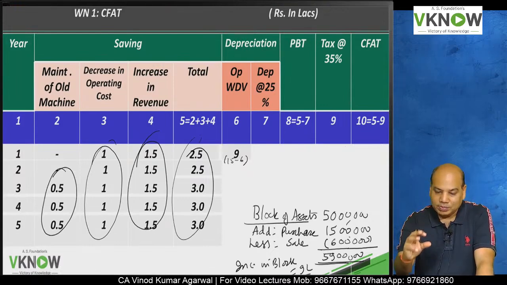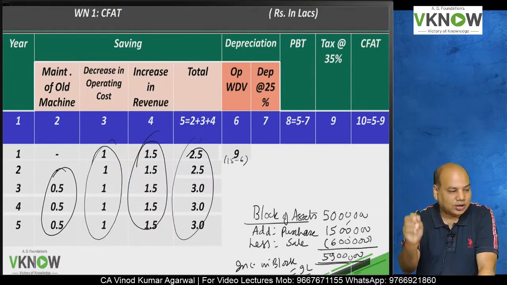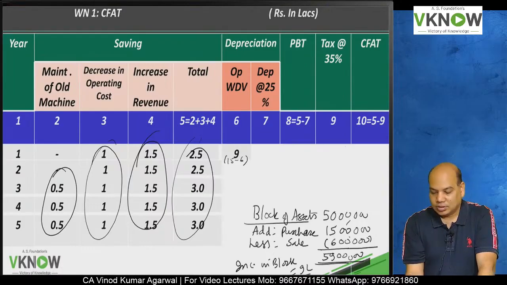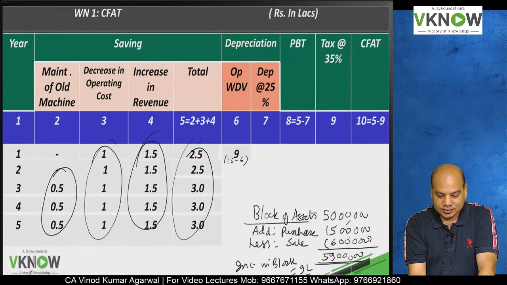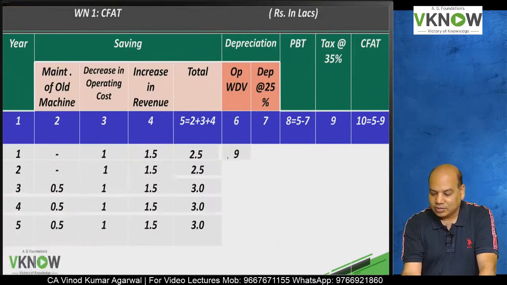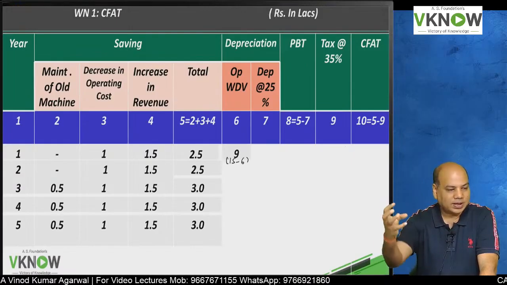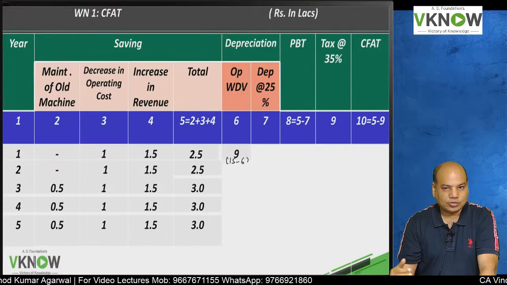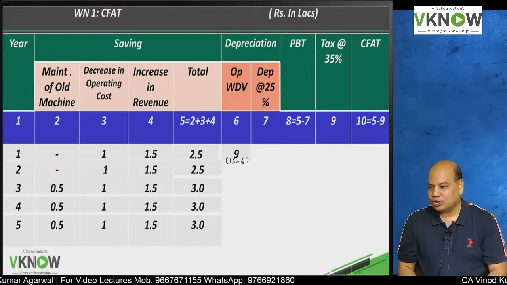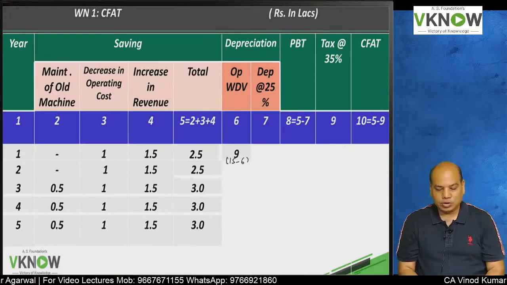So my depreciation will also be on the incremental amount. Hence 9 lakh is right. In bracket just write down 15 minus 6. By 15 the block will increase, by 6 the block will decrease. So in future you will get depreciation on 9 lakh rupees more.